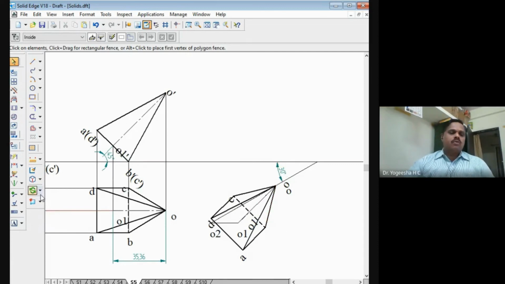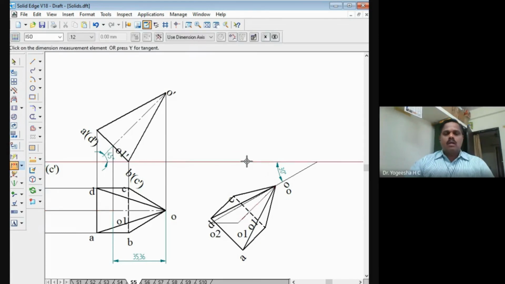Apparent inclination we have found. We have to find the inclination angle of the apparent length here, right? I'll go for angle between, right? So what is this inclination? You have to find that. That is the beta angle. So that beta angle, you got, is 45 degrees.